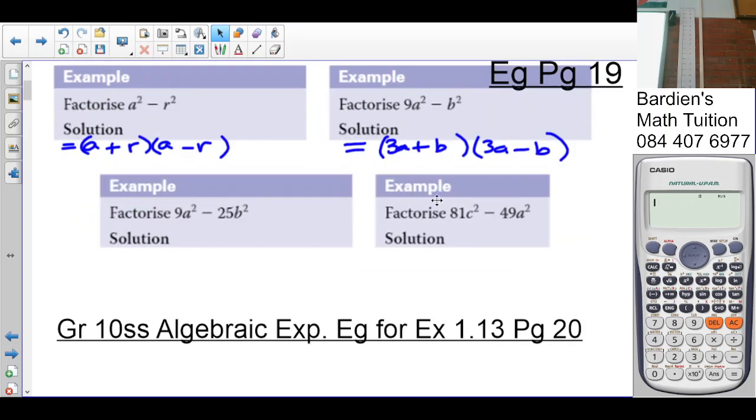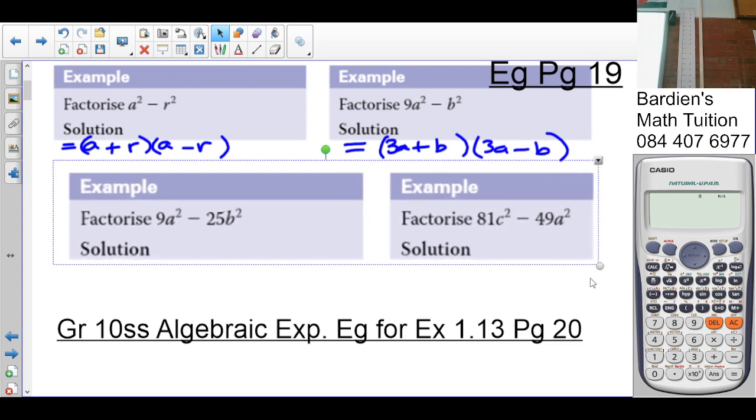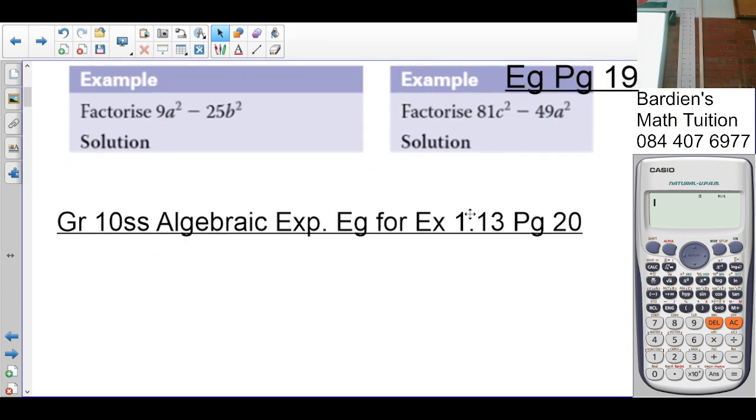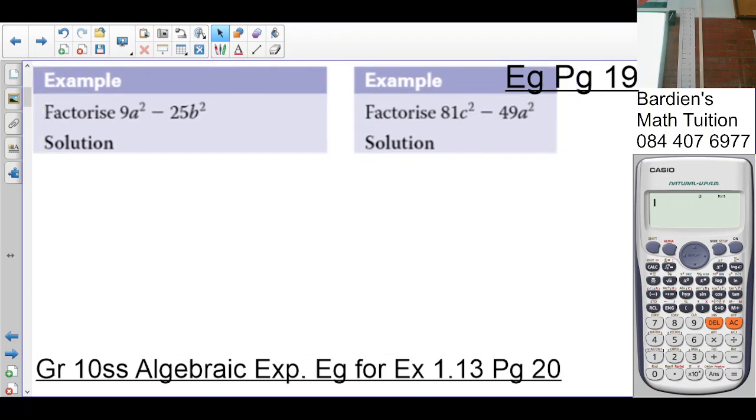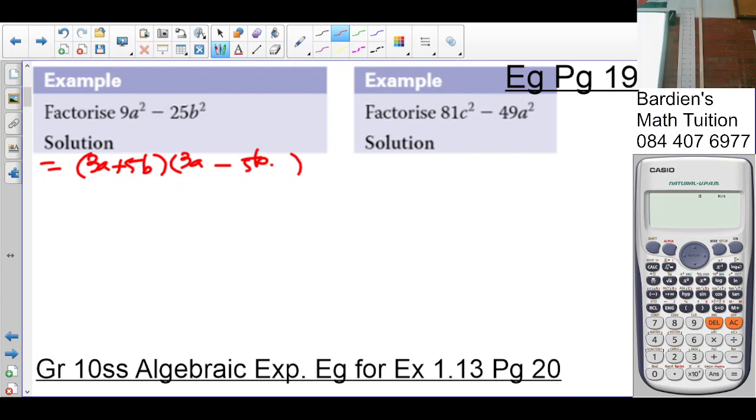Now we're looking at the third example on page 19 for exercise 1.30. The question is to factorize 9a squared minus 25b squared. The square root of 9a squared is 3a. The square root of 25b squared is 5b. There's a minus between them, so yes, difference of two squares can be applied. So the square root of 9a squared is 3a, one plus and one minus, and the square root of 25b squared is 5b and 5b.